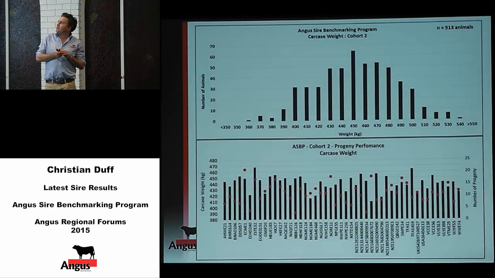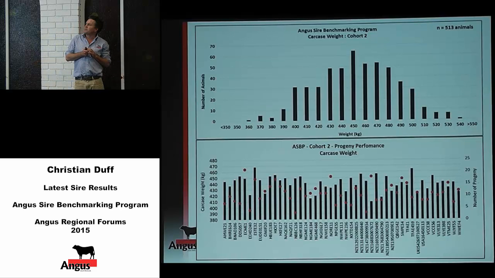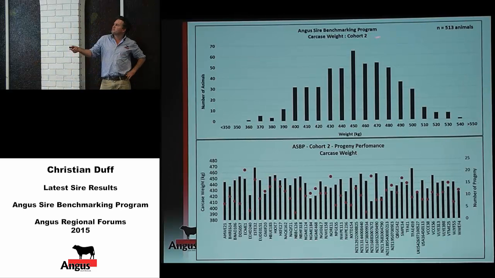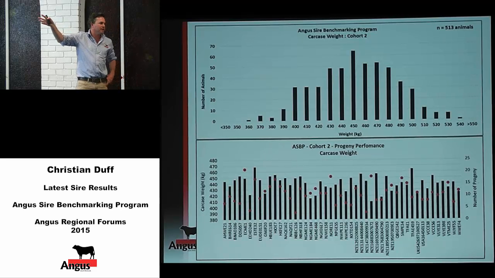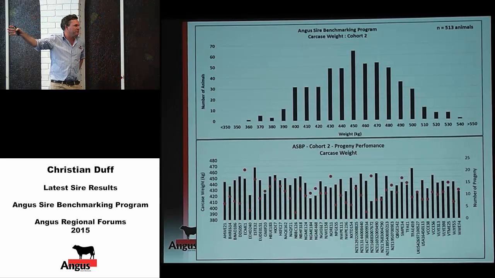Okay, now we'll just look at some of the carcass data, so we'll see the spread. This is our cohort 2 animals. We've got 513 weights that have gone into the analysis. And as you can see here, we've got a nice bell curve again, plenty of spread from 360 up to 540. What we have down the bottom here is, like what I put up for the 200-day weights, our progeny averages for carcass weight.